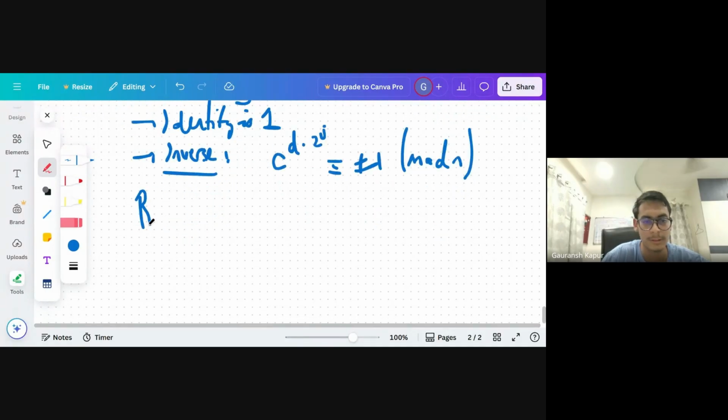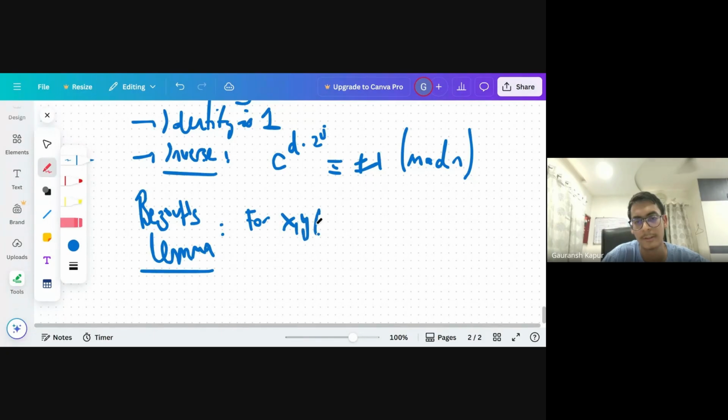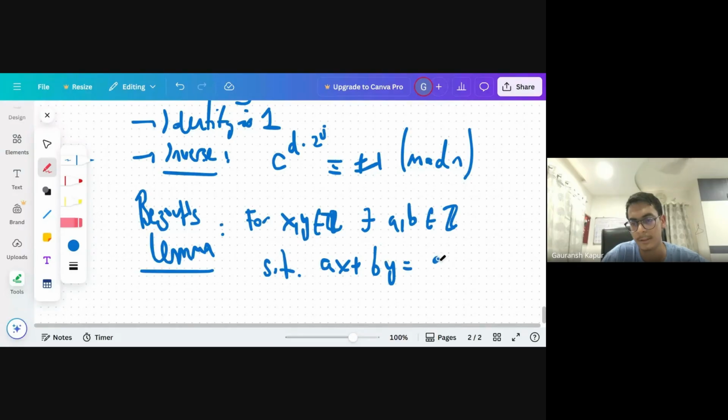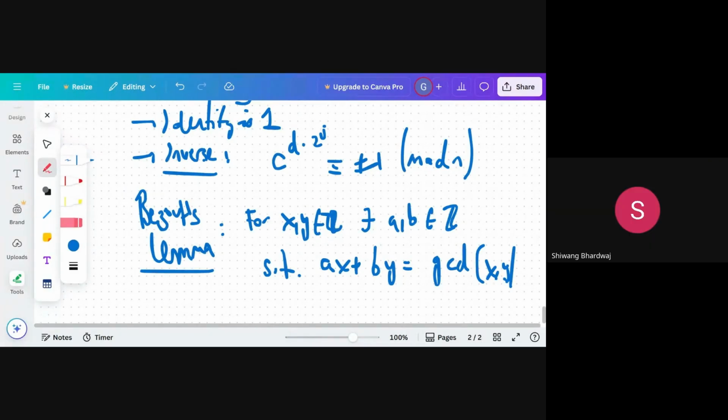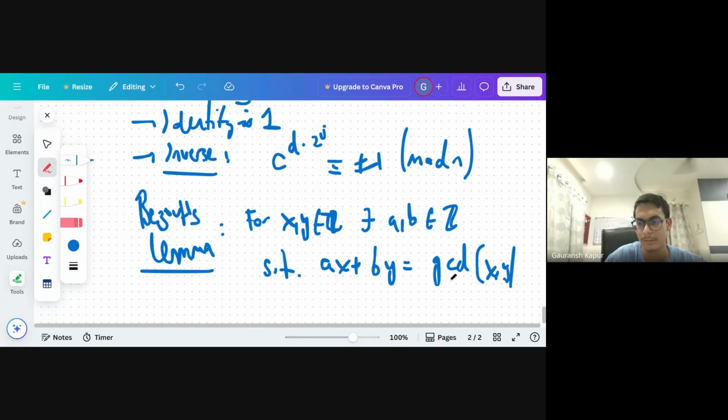Now, I hope you are familiar with Bezout's lemma, which states that for x, y integers, there exist a, b such that ax plus by is the GCD of x and y. Are you familiar with this? Yes, sir. Okay.